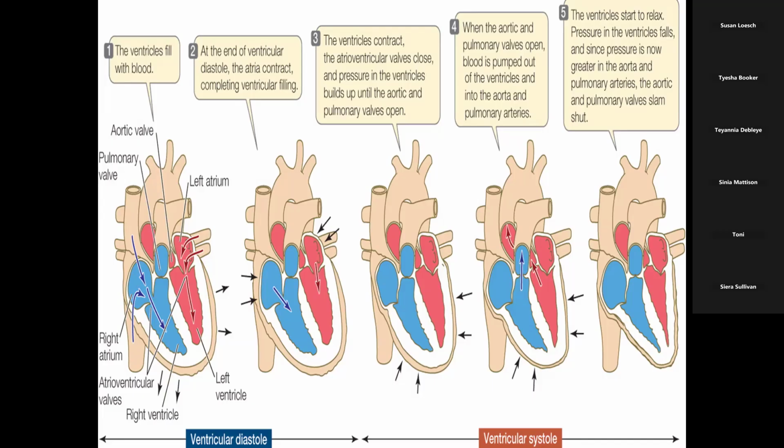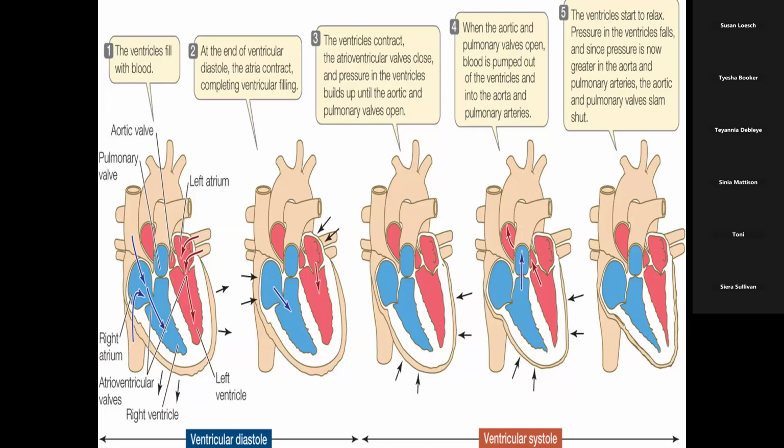So on the right side of the heart, once that atrium's completely full, that tricuspid valve is going to open. On the left side of the heart, once that atrium is completely full, that mitral valve is going to open. That pressure is going to increase there. All right, so now we have both atria completely full. Tricuspid opens, blood moves from right atrium to right ventricle. Mitral valve opens, blood moves from left atrium to left ventricle.